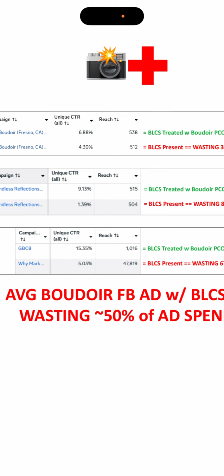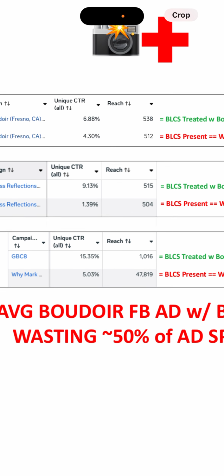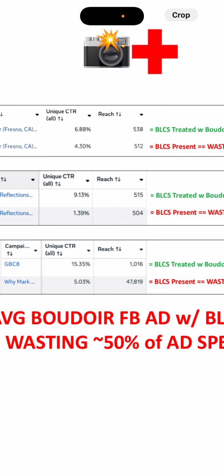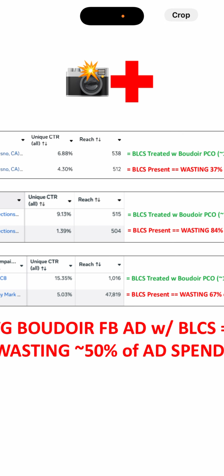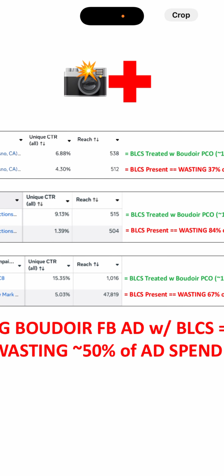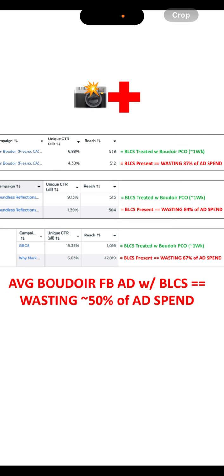Finally, I had a patient whose Boudoir Facebook ad had a unique CTR of about 5%, so we know that BLCS is present. I actually did a super in-depth Boudoir Pico treatment for this one. And we got the unique CTR up to 15.35%, that's insanely good. That's better than probably everyone's retargeting, because everything we're doing here on this page is going to cold audience. People have never seen us before.